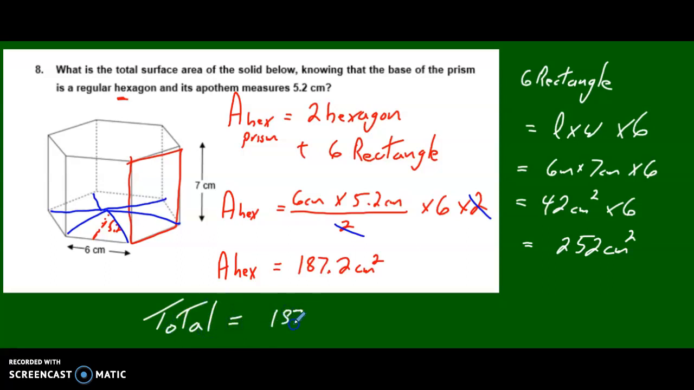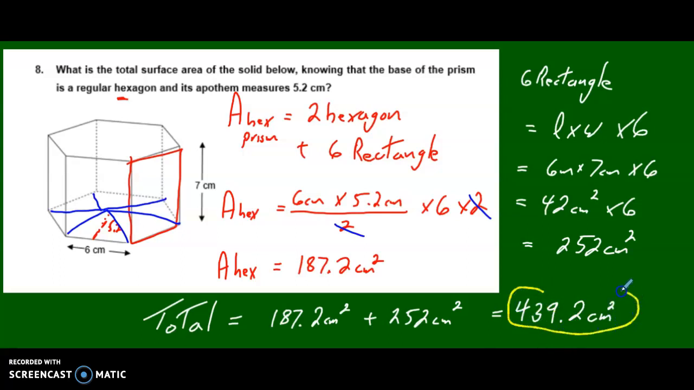And then for the total, you just add them all up. 187.2 centimeters squared plus 252 centimeters squared for the 6 sides, and you get a total of 439.2 centimeters squared. Yes, it's squared, it's area. So that's the answer here: 439.2. So 2 hexagons plus 6 rectangles. The 6 rectangles are 252, and the 2 hexagons are 187. Add them up. That's the answer.